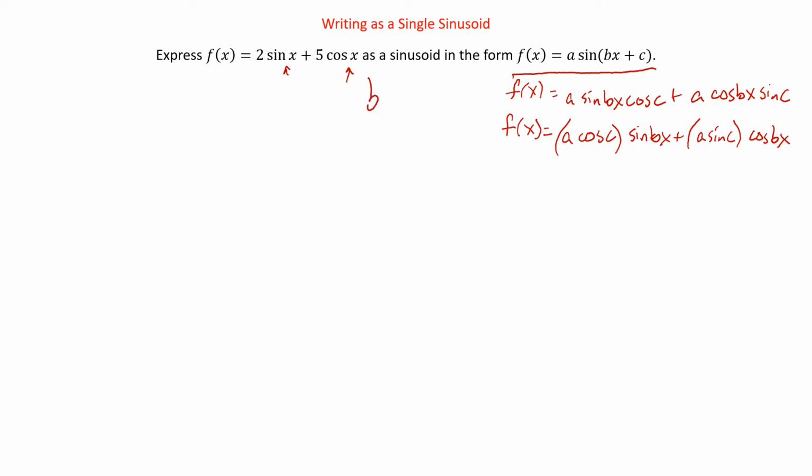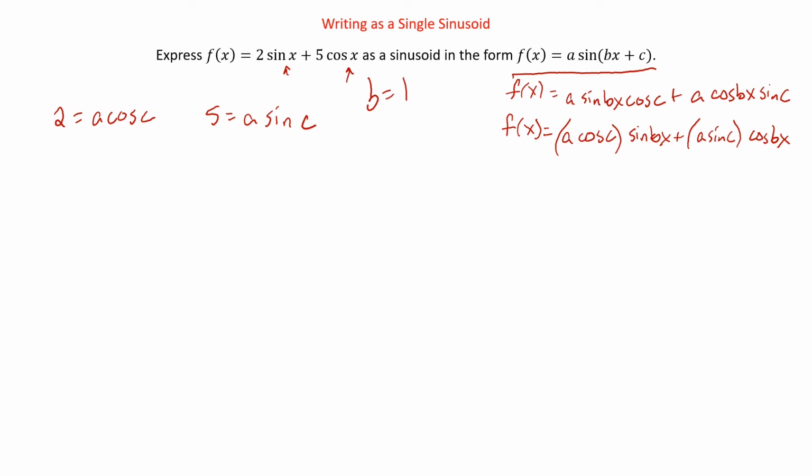So in this case, b will equal 1. And then we need to figure out what the other ones equal. Well, 2 sine x is a cosine c of sine x, so 2 would have to equal a cosine c, and 5 would have to equal a sine c. And so we have two equations and two variables.